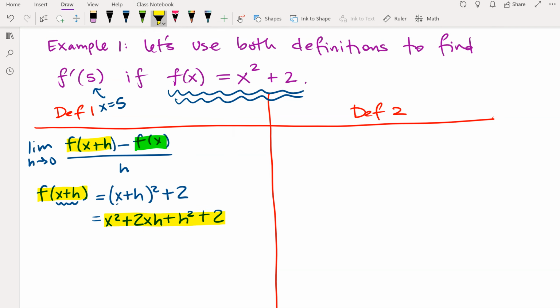All right, now, oh shoot, y'all, hold on. Let's plug in x.